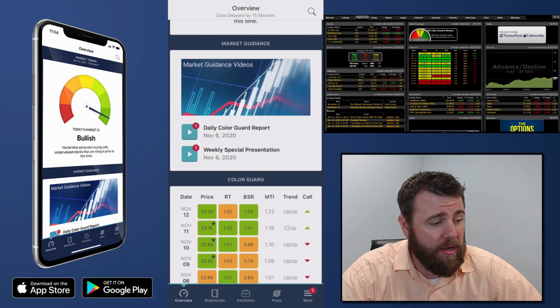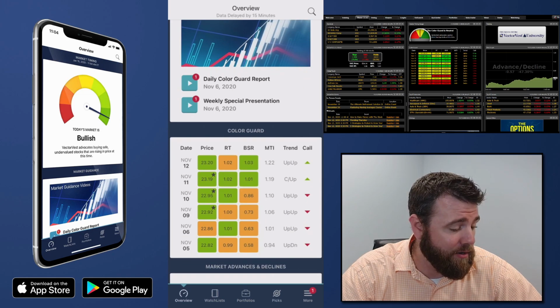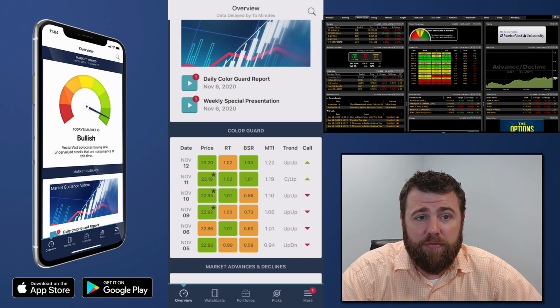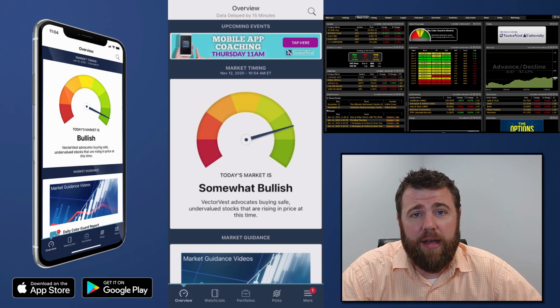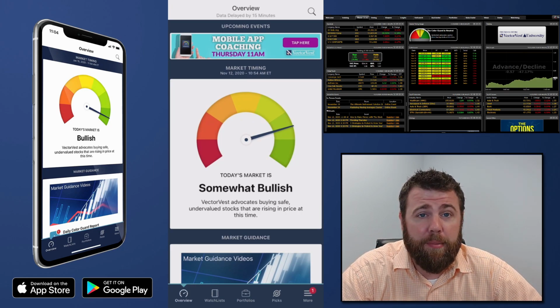We see that confirmed up. We see a lot of green lights in the color guard. Things are not looking too bad there. So we like what we see. We would like to see the advanced declines moving up a little bit more, but we'll take it for right now.